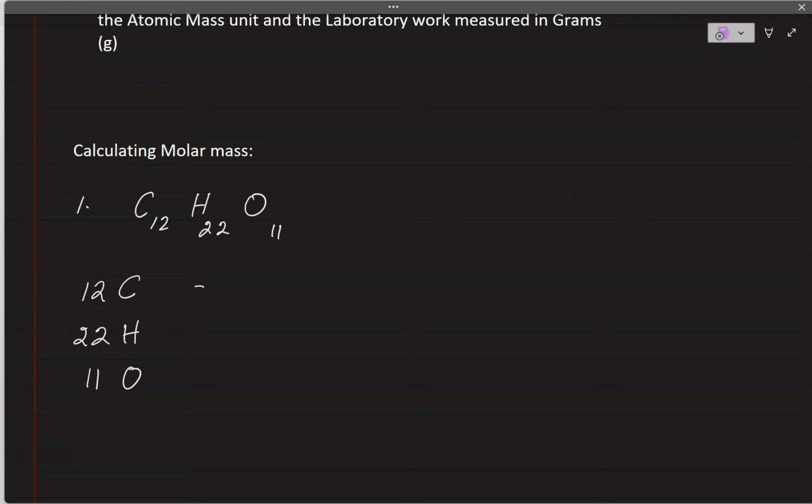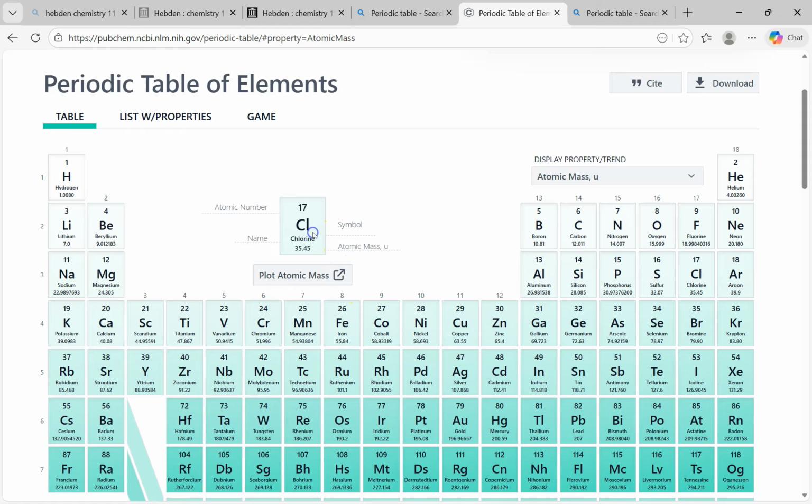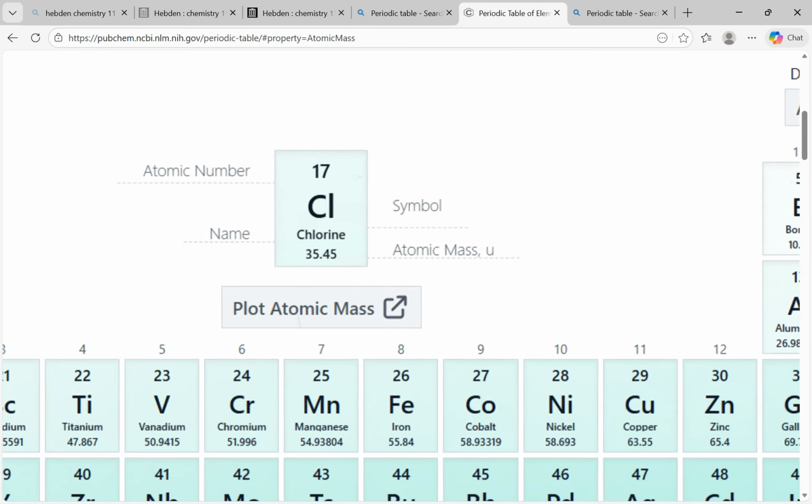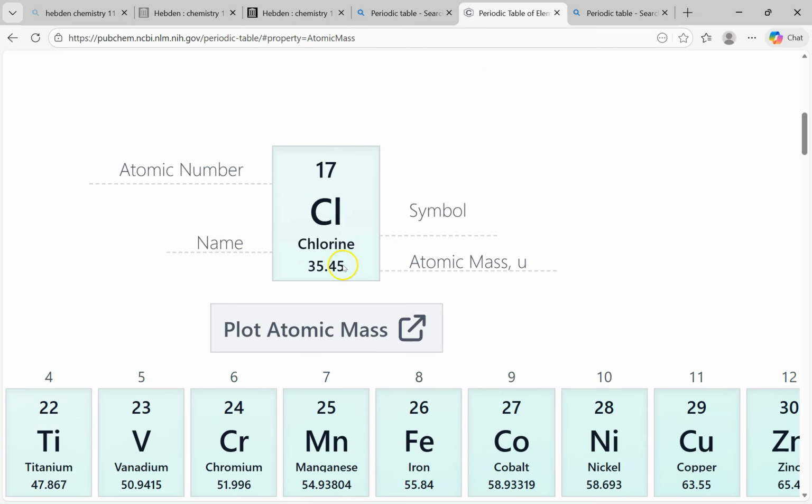All right, for each one, we need to look at the periodic table and find the atomic mass, which is what we're going to use for each of these elements, and then come back and do the math. So the carbon, hydrogen, and oxygen, let's go to the periodic table quickly. So here's a periodic table of elements, and I want to make sure that you see this. Let me click on carbon, and the first thing that you see is the atomic mass on top. Now, how you read that on the table is you're looking at this number at the bottom of the chlorine, the name of the symbol, okay?